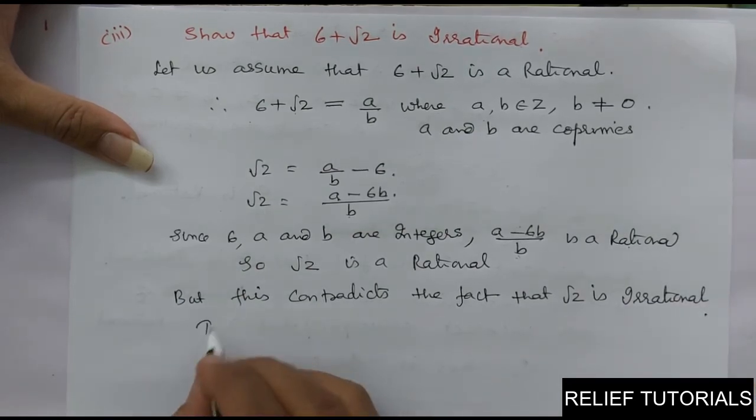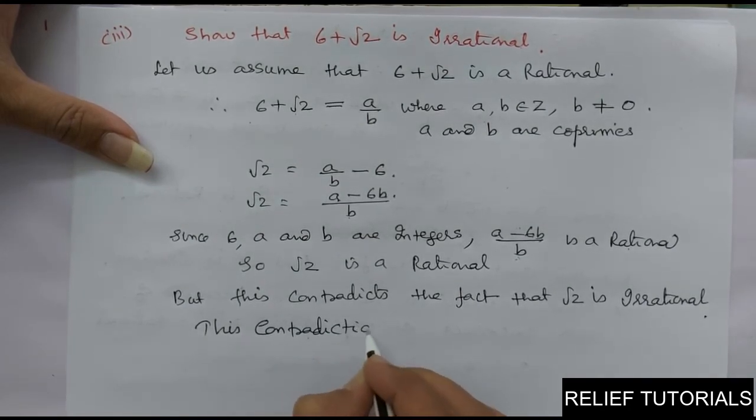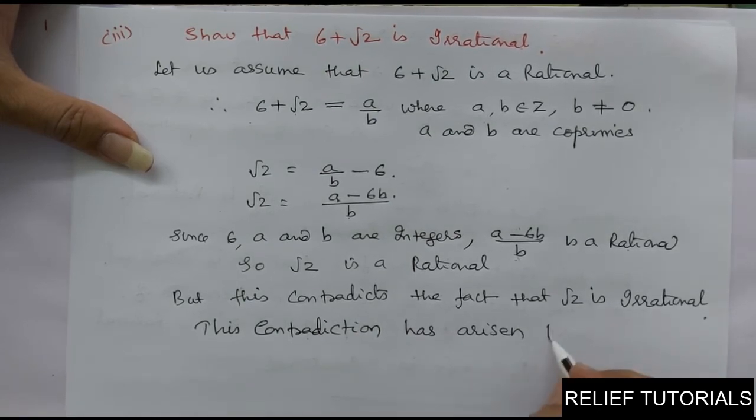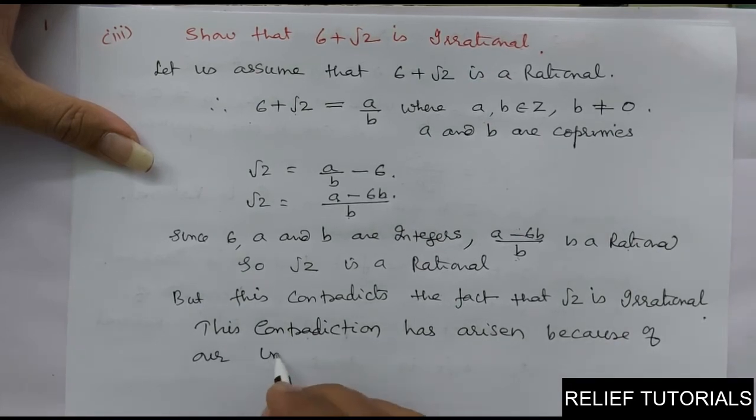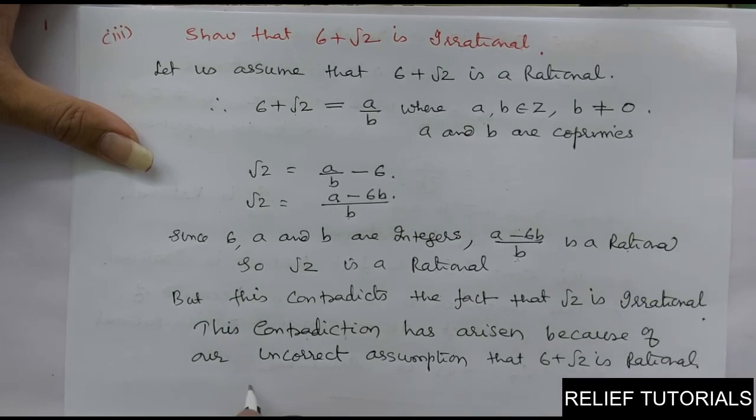Clear? So this contradiction has arisen. Why? Because of our incorrect assumption that 6 plus root 2 is rational. So therefore our assumption is wrong. So 6 plus root 2 is irrational.